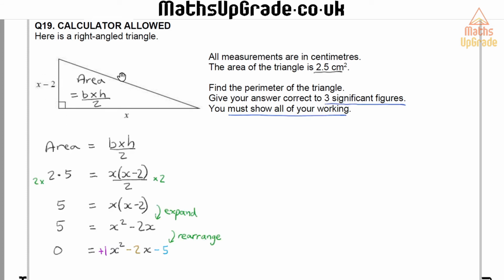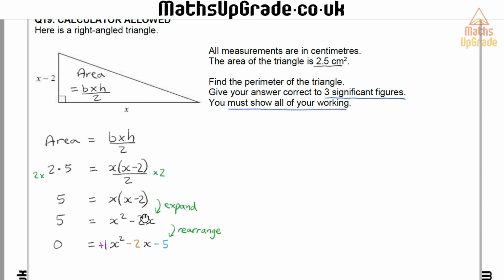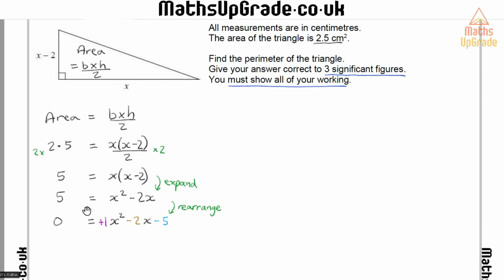So here's the formula for the area of the triangle. Base times height divided by 2. So the area is 2.5. So 2.5 must be equal to x times x minus 2, all divided by 2. So that's base times height divided by 2. I'm just going to neaten this up now. I'm just going to multiply both sides by 2. So that gives me 5 equals x brackets x minus 2. Expand the brackets and then subtract 5 from both sides. And that's what I get.